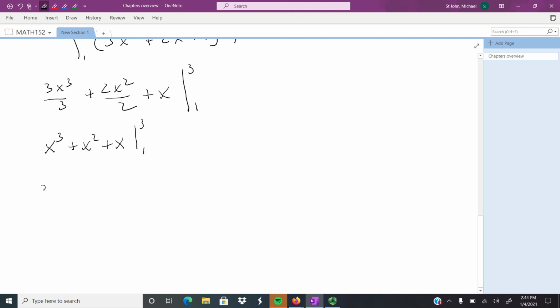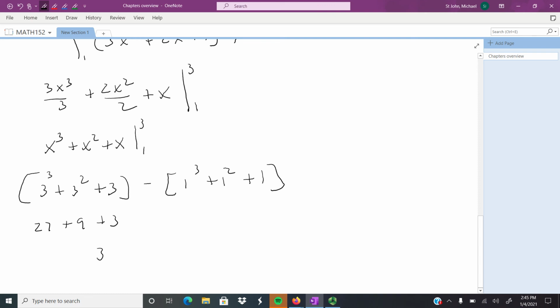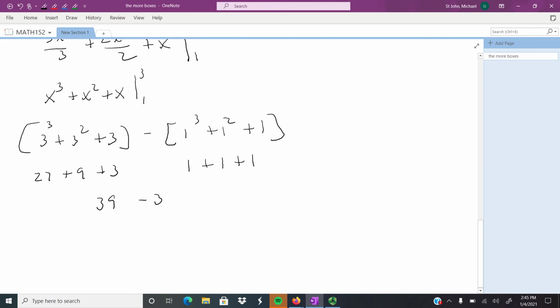So this is going to be 3 cubed plus 3 squared plus 3, minus 1 cubed plus 1 squared plus 1. So this is going to give me 27 plus 9 plus 3. So this will give us 39 on this side. And then over here, we'll have 1 plus 1 plus 1. And so we'll get a minus 3 over on that side. And we end up with an area of 36. Okay.